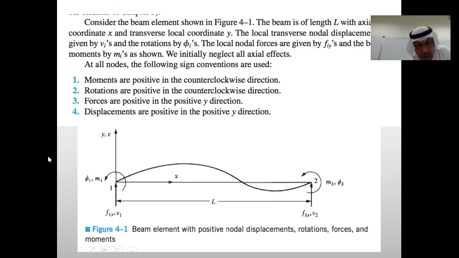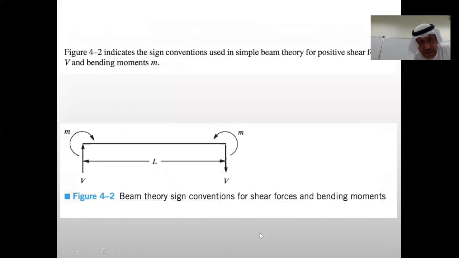Now this is what it's called, beam element with positive nodal displacement, rotation, and forces. Look at this. This is the sign convention in mechanics. Shear is down, moment counterclockwise here. Shear is up, moment clockwise.